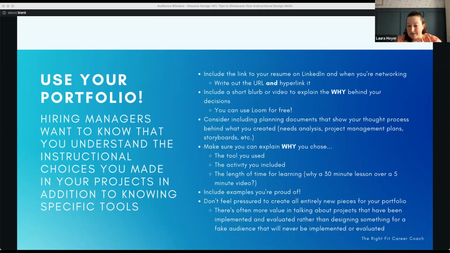Also, this is very important, especially for my teacher friends that are on the call. Do not feel pressured to create all entirely new pieces for your portfolio. The whole point of the portfolio is showing what you've done over your career. So there's more value in talking about projects that have been implemented and evaluated, that you've actually done end to end, over just designing something that will never be implemented or evaluated.